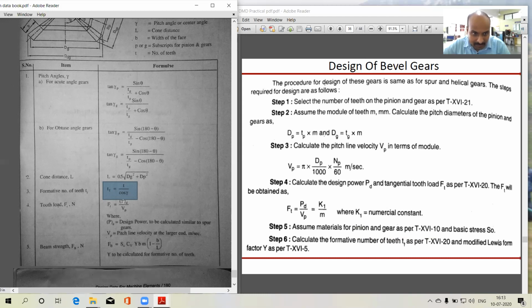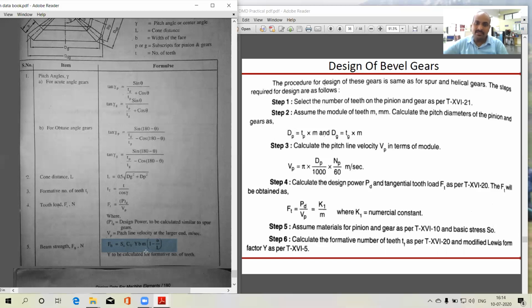You can see here FB equal to SO into CV into Y into B into M, where SO is what? Basic strength. From where we have to take this? You have to take this from page number 171, from where you have chosen the material of the gear or pinion. Now CV is what?